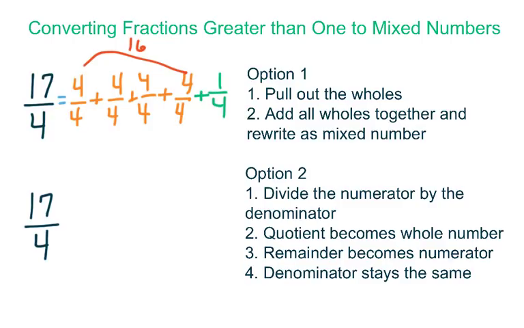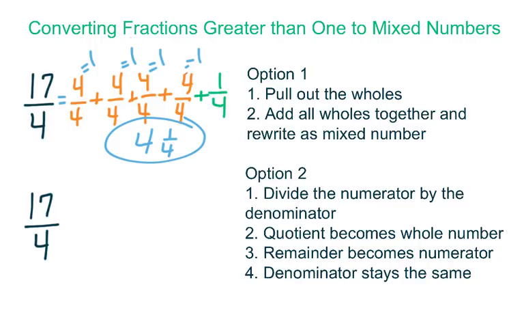Now all of these 4/4 are equivalent to 1 whole. So when I'm rewriting this, I have 4 wholes, and then I have my 1/4 left, and that is my mixed number that represents 17/4.